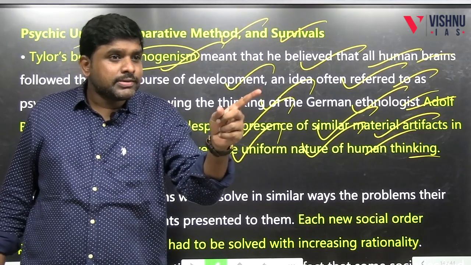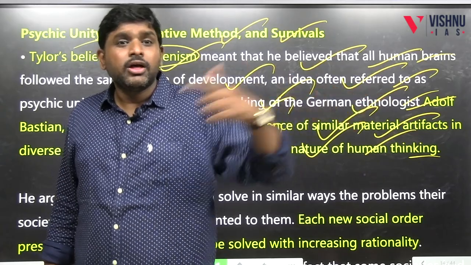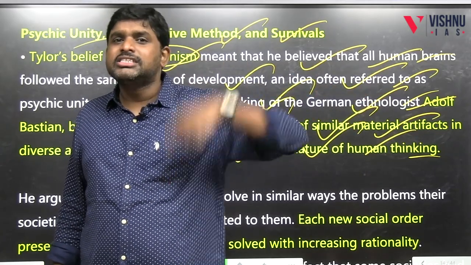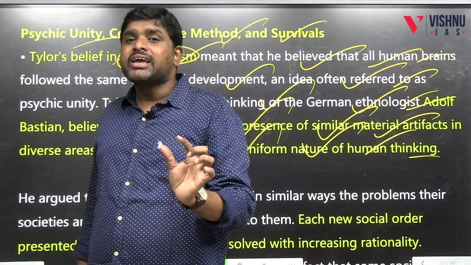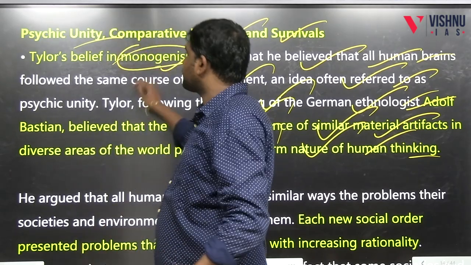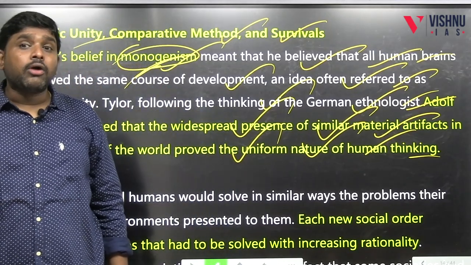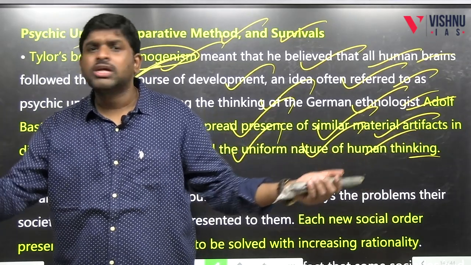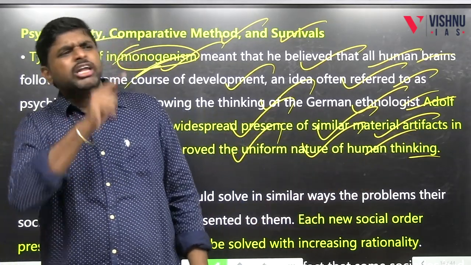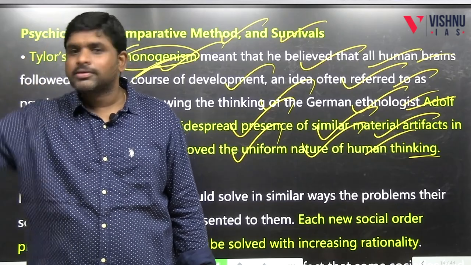But the thought process is the same. Why the same thought process? Monogenism. You are studying the same, they are studying the same. Why monogenism? My biology is the same and your biology is also the same. That concept is the psychic unity of mankind. And he got support from whom? Adolf Bastian. What Adolf Bastian told: he went across the world and compared the tools. The tools are the same. Then they questioned, why will the tools be the same? The tools are the same because man's thinking process is the same.